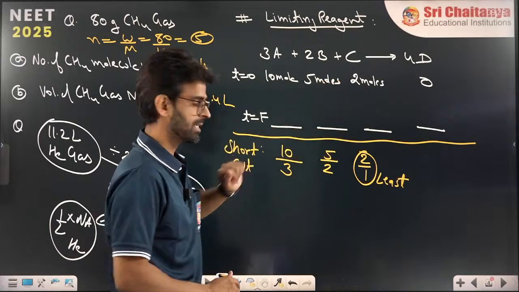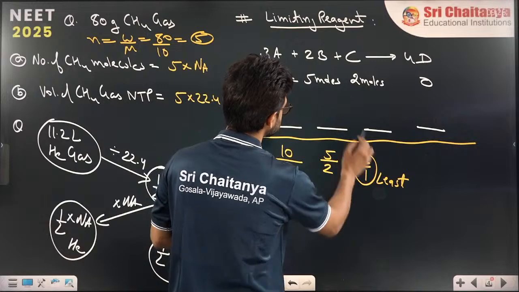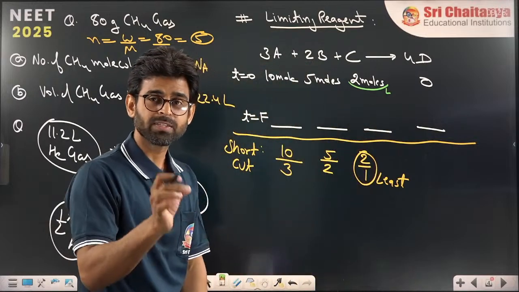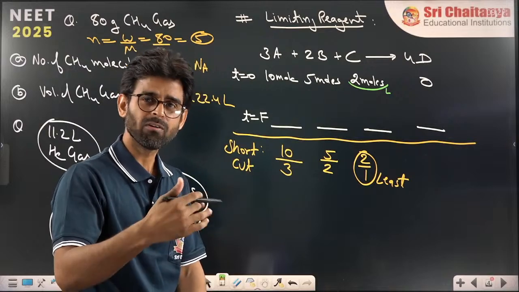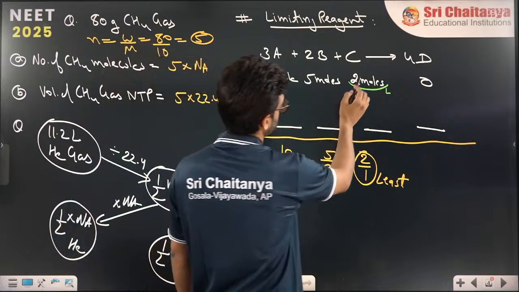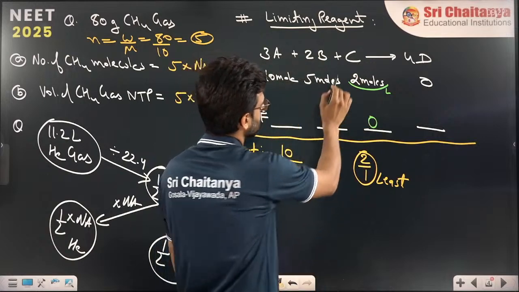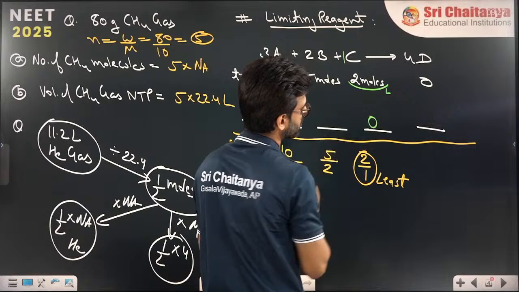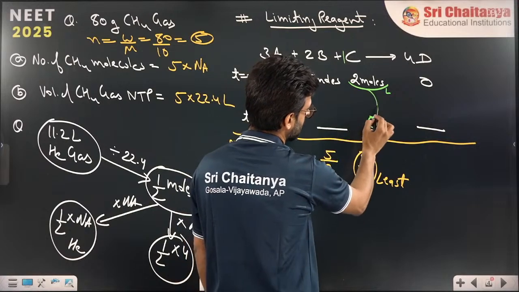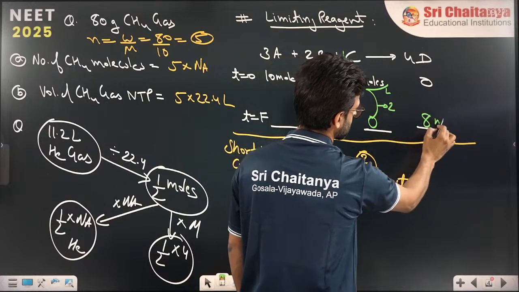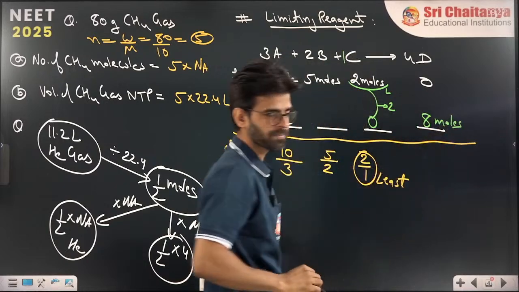Come to the main part. Now we know that it is our limiting reactant. First we decided what is our limiting reactant. Now we'll get the product. Look at this. 2 becomes 0 because it is limiting reactant. Now 1 of C makes 4 of D. So here 2 are consumed. So 1 makes 4, 2 makes how much? 8. It will make 8 moles.